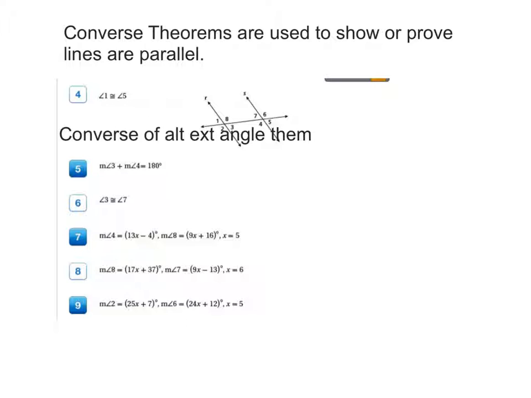For 7, 8, and 9, I'll do number 7 for you guys. You're going to take this 5 that they give you at the end when they tell you x equals 5. You're going to take that 5 and you're going to plug that into each of these. You're going to find the measure of angle 4, plug it into this one, find the measure of angle 8, and then from there, determine which converse theorem could prove that the lines are parallel.